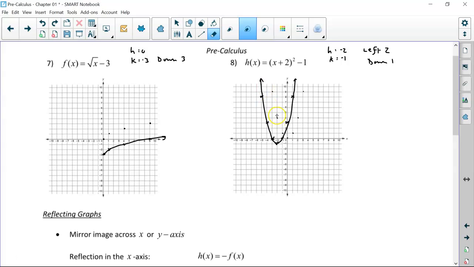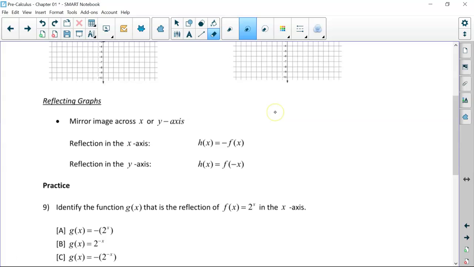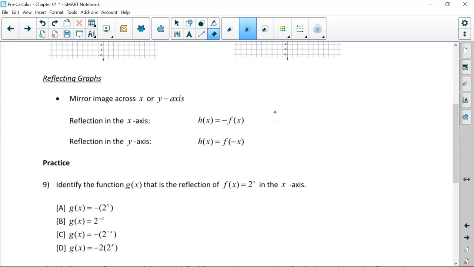Now, we have another transformation called a reflection. We could have an x-axis reflection or a y-axis reflection. We're most familiar with the x-axis reflection. That's where the negative is on the outside of the function. So it's -1 times whatever f of x is.